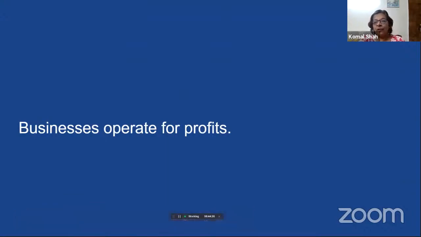Businesses operate for profits. Any business operates for profits. That is the whole and sole intention of a business. If we're talking about work which is not for profit, then they are not businesses. They are something else, social activity or social entrepreneurship or something like that, but they are not operating for profits in that case. Businesses operate for profits.